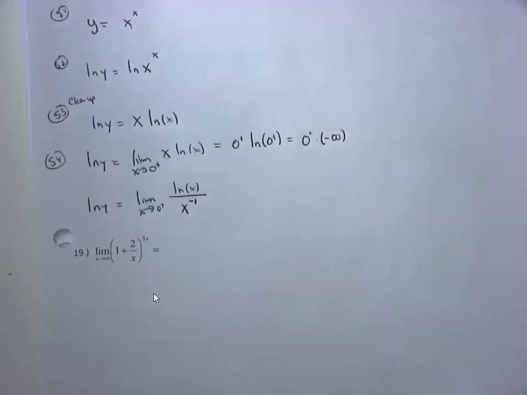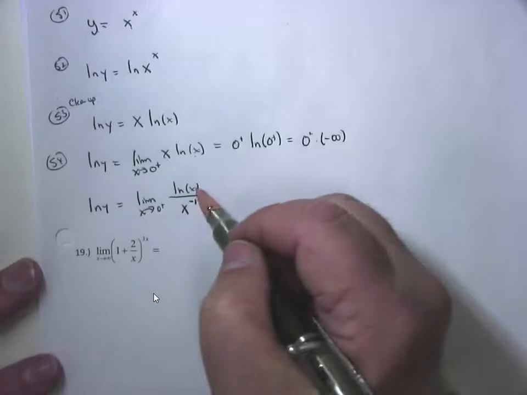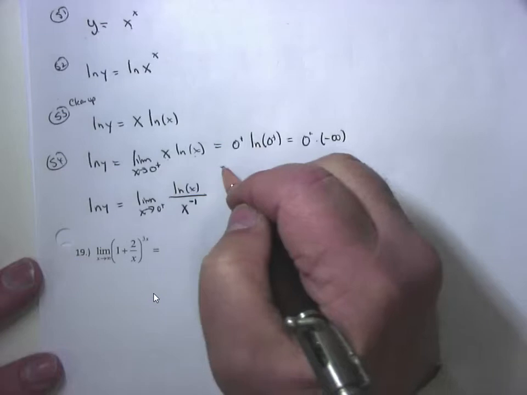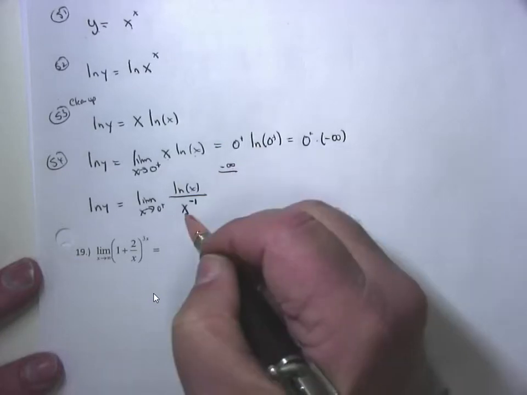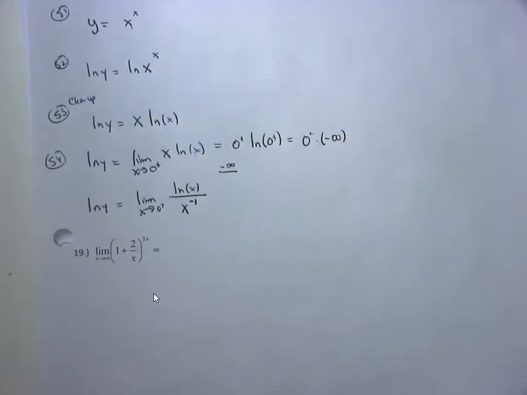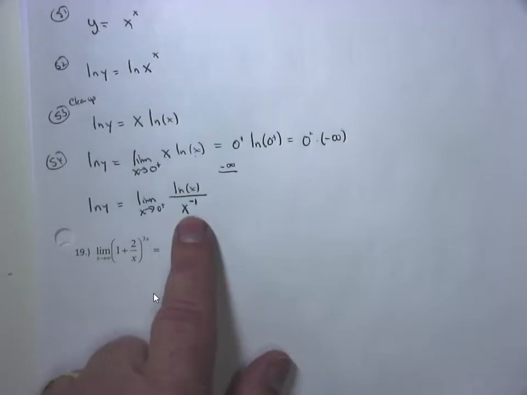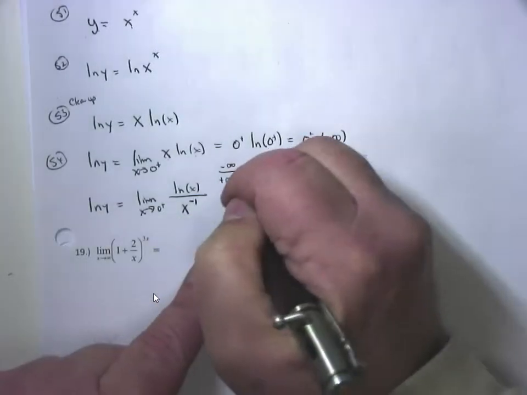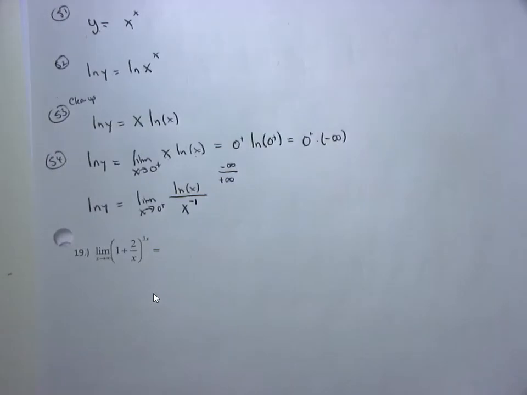So these two are the same thing. And if you plug in 0 from the plus side, the natural log of 0 on the plus side is negative infinity. X to the negative 1, to remind you, is the same thing as 1 over x. When you plug in 0 on the plus side, what is 1 over 0 on the plus side? Positive infinity, using our limit laws from chapter 1. Who cares about the signs? It's infinity over infinity, which means now I get to apply L'Hopital's rule.